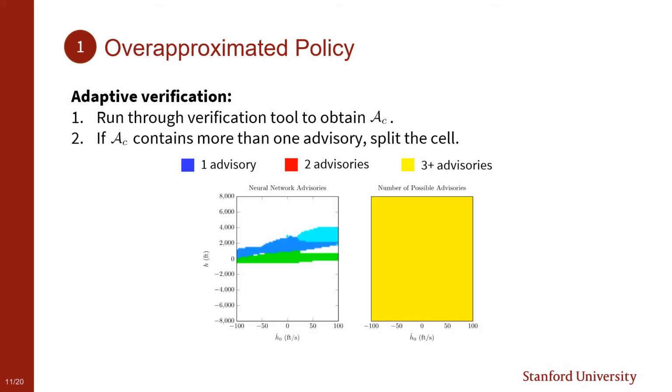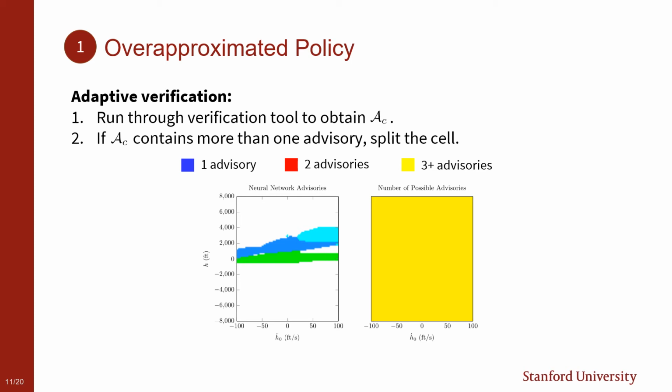So I'll illustrate this method on a 2D slice of the state space shown here. The plot on the left shows the policy, and the plot on the right shows the number of actions in each cell. Blue cells have one possible action, red cells have two, and yellow cells have three or more. Thus, to have a small amount of over-approximation error, we would hope that by the time we're finished, the plot on the right will have a lot more blue in it.